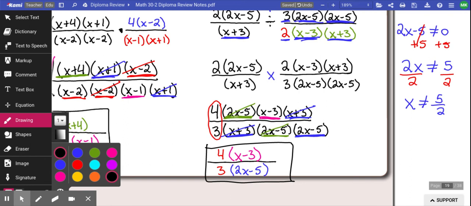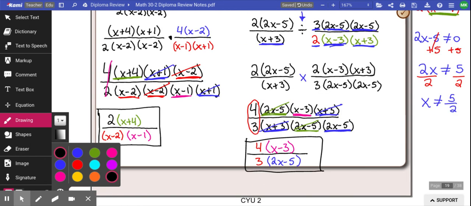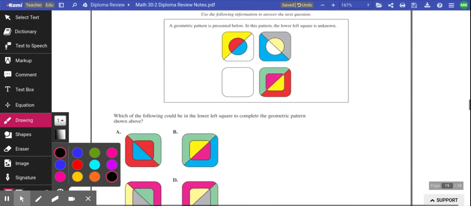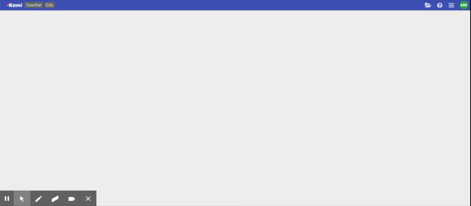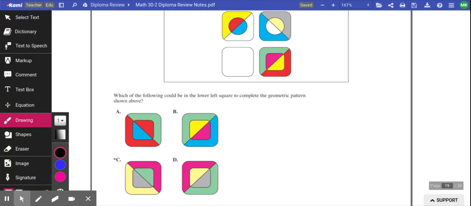Awesome. I don't think we're going to get through rational expressions today, so we're actually going to skip this question. This is the one I don't like anyway. This is the one that, when I try to find the pattern, I have a hard time seeing the pattern. It has to do with the colors moving and the shapes changing.